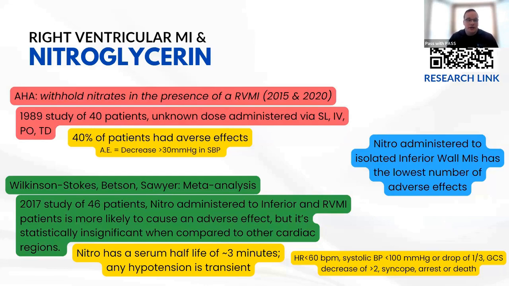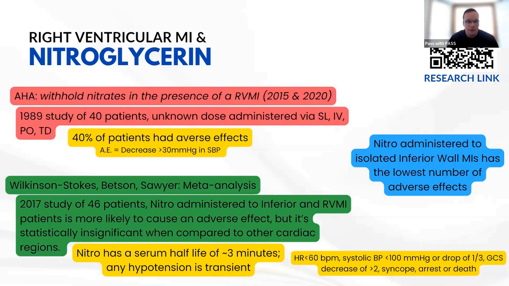So the AHA, the American Heart Association, recommends that we withhold nitrates in the presence of a right ventricular myocardial infarction, and that is in both the 2015 and the 2020 guidelines. That recommendation is based off a 1989 study of 40 patients. The dose of nitro was not captured in that study, so it could have been the correct dose or it may not have been. And the routes were varied between sublingual, IV, PO, and transdermal.